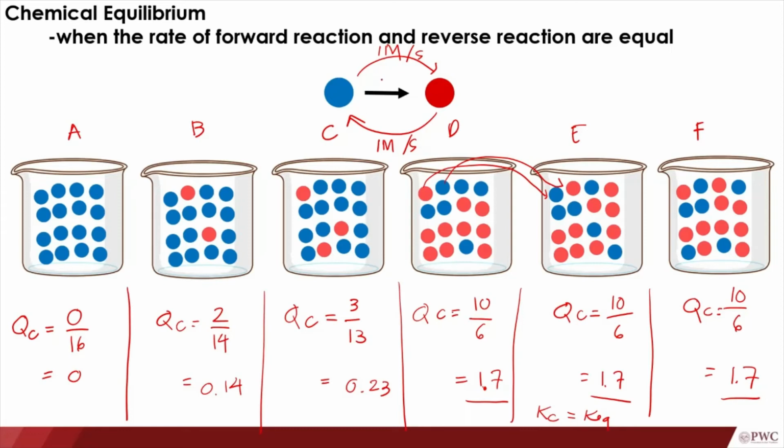But since the rate or the speed of the forward reaction and the reverse reaction are equal, there seems to be no change in the concentration of the reactants and products over time. So we also call this dynamic equilibrium. Here it seems like there's no change in the concentration, but if you look closely at the individual particles in the reaction, there are still changes, so it's still dynamic. Our reactants are still changing to products, and the products are still changing into the reactants.